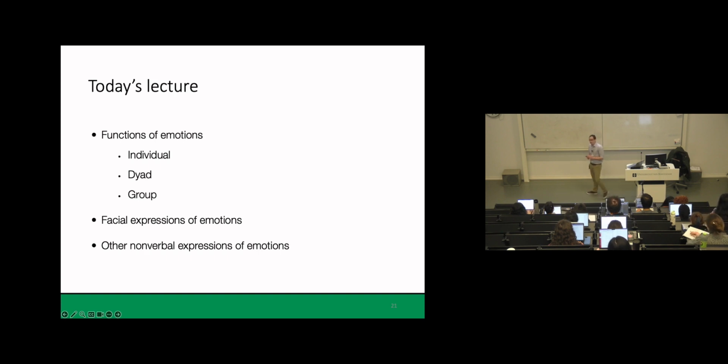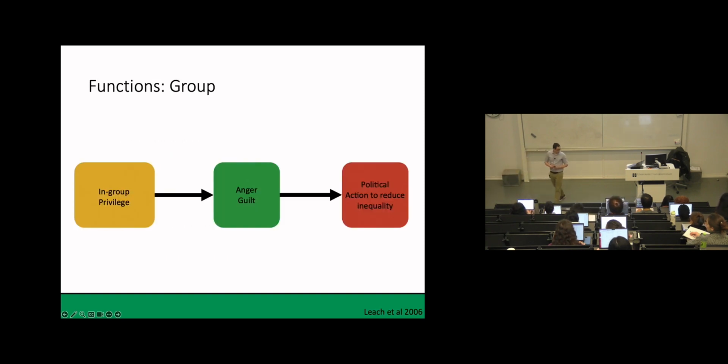Any questions about that? Yeah. So the people who were more privileged, the privileged group, they felt the guilt. Is that correct? Yeah, so when people were tasked to think about whether or not their group was more privileged, at that point they felt more guilt. And those feelings of guilt explained why they went out and took political action.